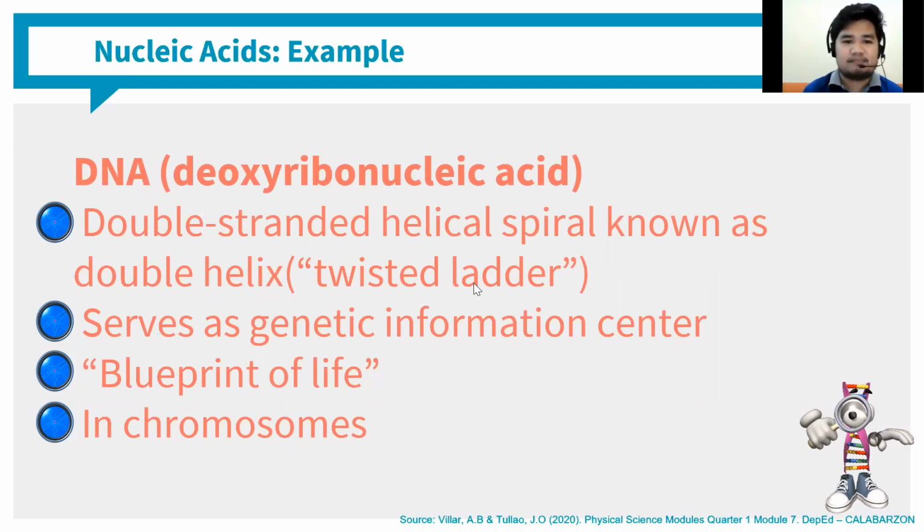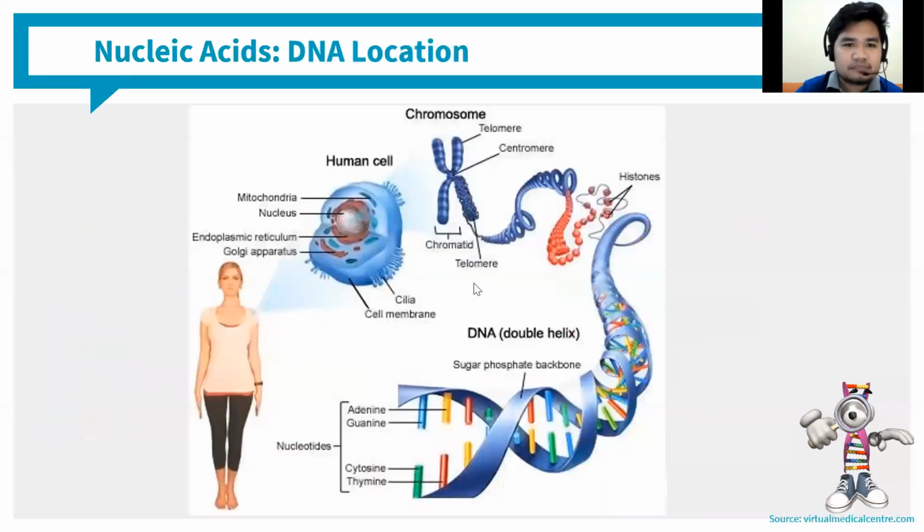Later, makakita kayo na example kung ano ba itong twisted ladder na sinasabi. It serves as genetic information center and fondly called as blueprint of life. It is found in the chromosomes of the cell. So, this is the DNA location. So, we have the human cell. In the cell, there is a nucleus. Inside the nucleus, you can find the chromosome. Ayan. Ayan, no? Kung makikita natin, parang ititrace natin, dun sa chromosome, nandoon ang DNA.